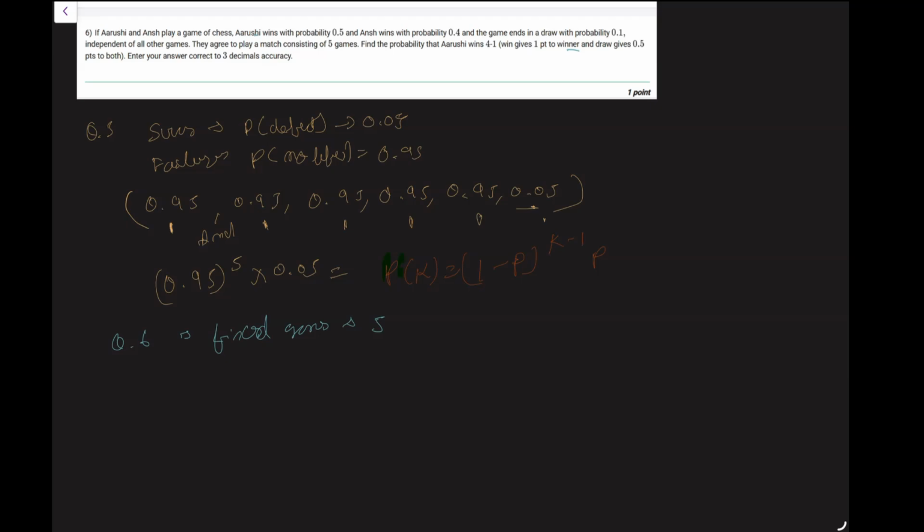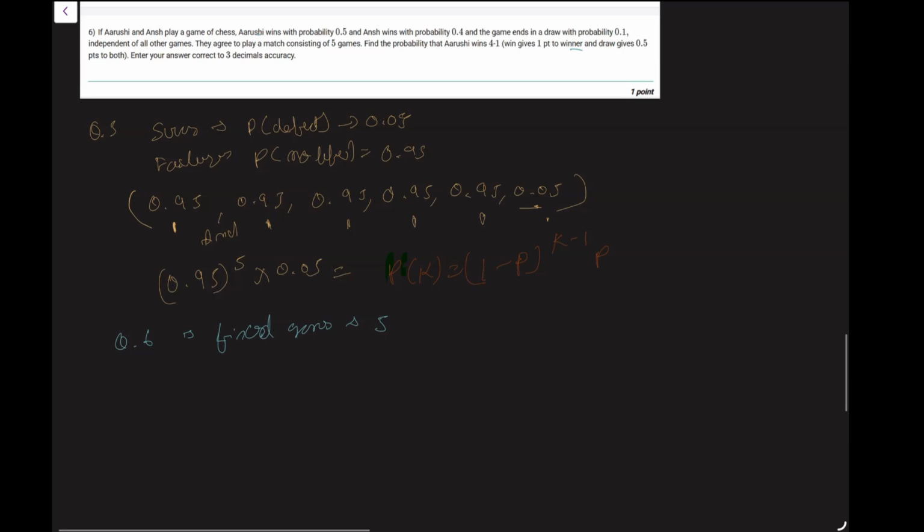So how many matches are there? 5. Score is Arushi wins 4-1. That's what we have to find. What is a scoring rule? Win 1, and if there's a draw, you get 0.5 both.